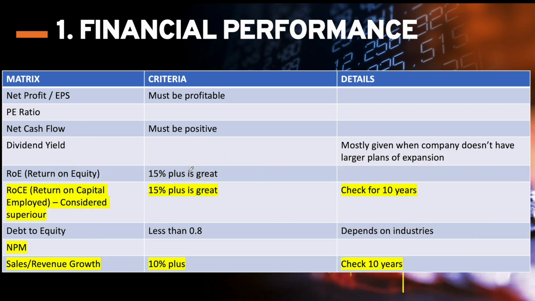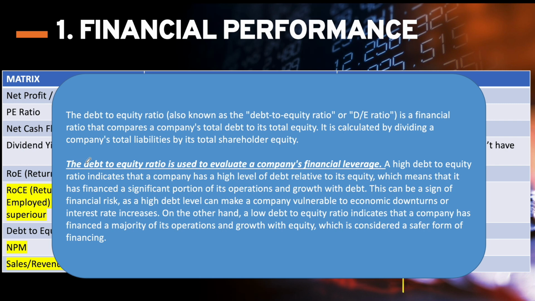Okay, so ROCE. Then debt to equity, we know, it should be less than one for sure. So how much debt the company has taken vis-a-vis its equity, that is the debt to equity ratio. The debt to equity is used to evaluate the company's financial leverage, which means if it has taken a lot of debt, then it cannot grow. The profits may be going into paying the interest for the debt itself. So debt to equity is a very important metric to find out how much debt the company is having.